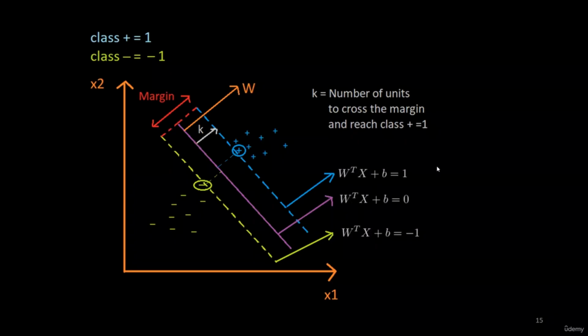Hi everyone, welcome to this lecture. In the previous lecture, we discussed the mathematics of support vector machine in detail, and we derived an equation for a very important variable, which was k. The definition of k is the number of units to cross the margin and reach class plus or class 1. Basically, if a data point is at the decision boundary and wants to be classified as class 1 or the positive class, it has to move k units in the direction of w so that it can reach the positive class.